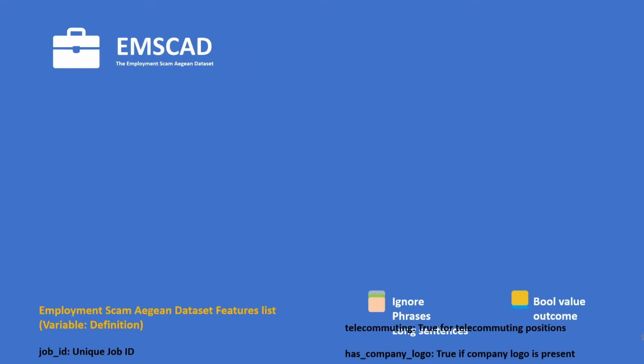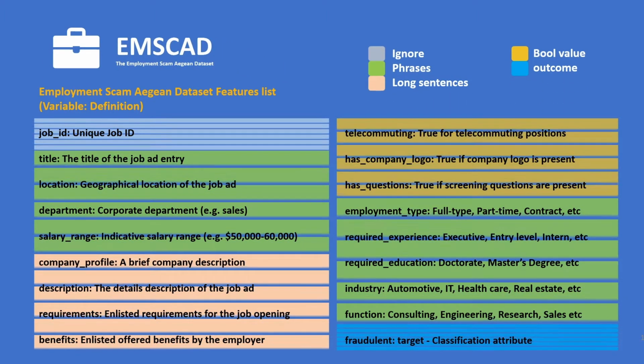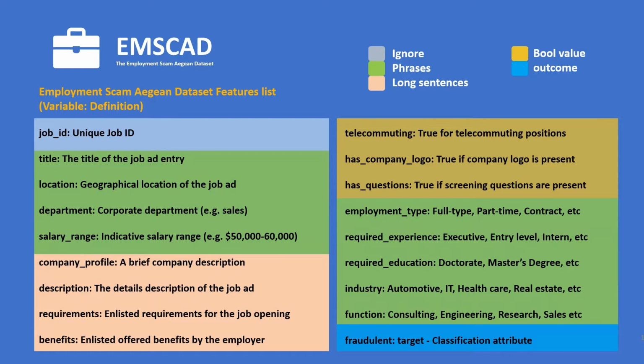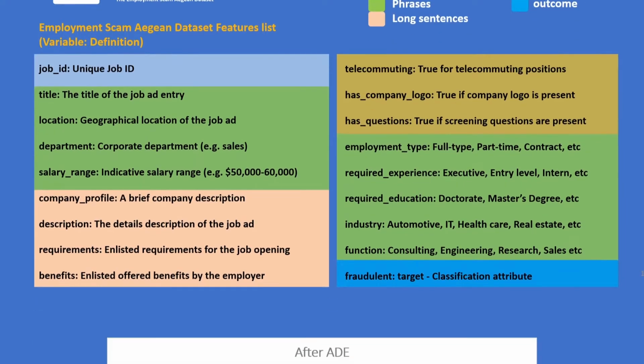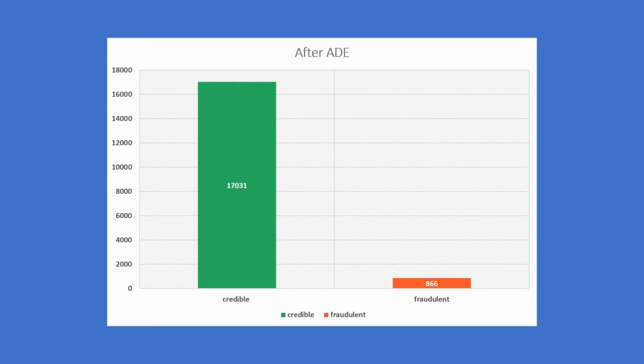There are 3 main types of features in our dataset: phrases, Boolean values, and long text. This is the distribution of the fraudulent feature, as the table shows below. We can see the distribution of positive and negative samples of the dataset is very unbalanced. So, data augmentation for the minority class is necessary.